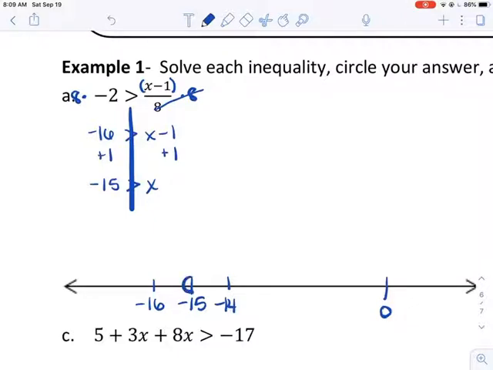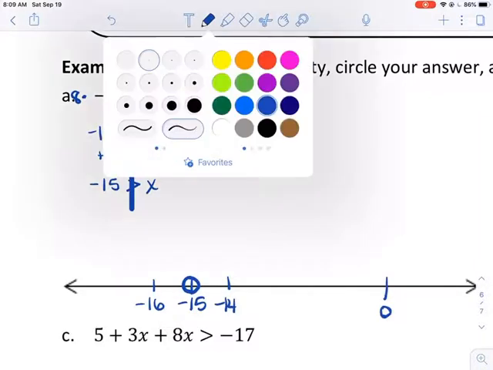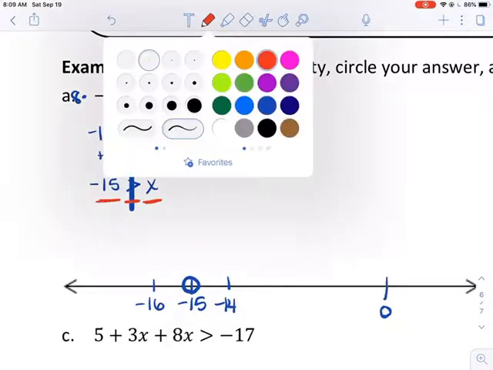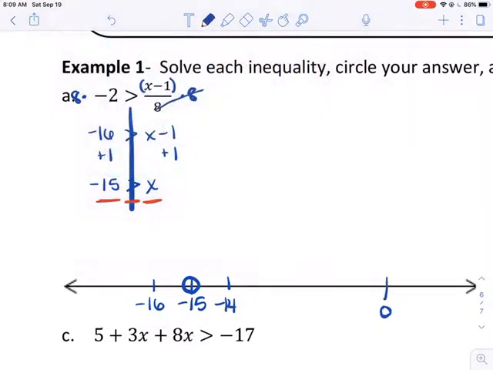So -15 is my number. I'll circle there. And then I'm going to read this from the variable so that I can know which way to put my arrow. X, and then we have the pointy part towards the x. So x is less than -15. I need the numbers that are less than -15, and less than is always to the left. Because this is not an or equal to, I leave my circle open. And that's how you solve it. Notice on this one, it was exactly the same as solving an equation. That's because we did not multiply or divide by a negative number.